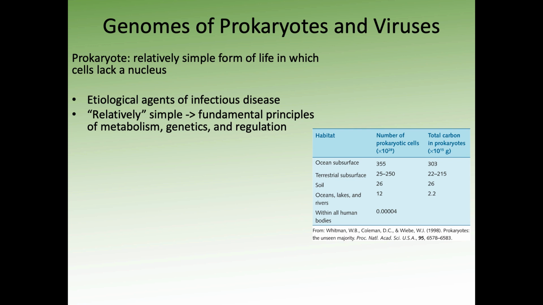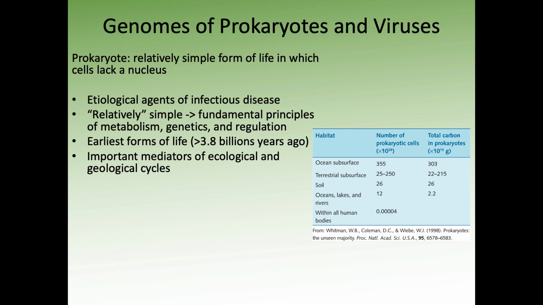the fundamental principles of metabolism, genetics, and gene regulation are a little bit more straightforward than what we see in eukaryotes. So they can be very helpful as models for understanding these processes, as well as for use in things like biotechnology. They represent some of the earliest forms of life, being up to about 3.8 billion years old or so. They are important mediators of ecological and geological cycles.